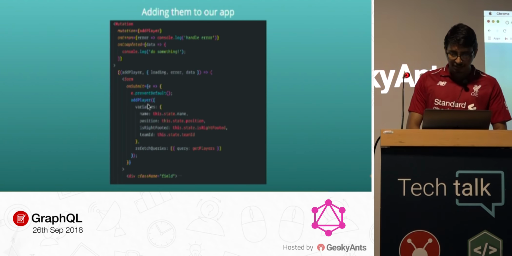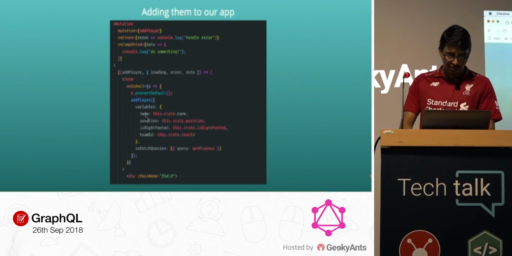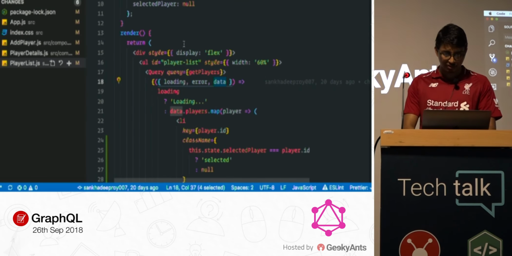Actually, the variables and refetchQueries can also be used as props here. We can just have a prop called variables and have all that data in there, and that will still work. But that's how it is in the docs, so I'll just use this. I'll just show you the app right now, how it looks.